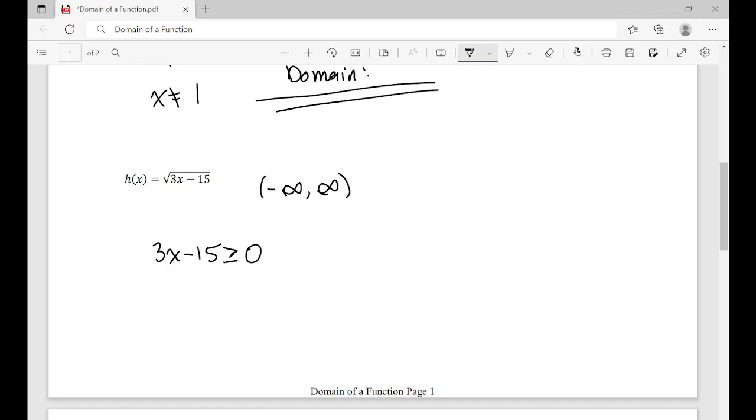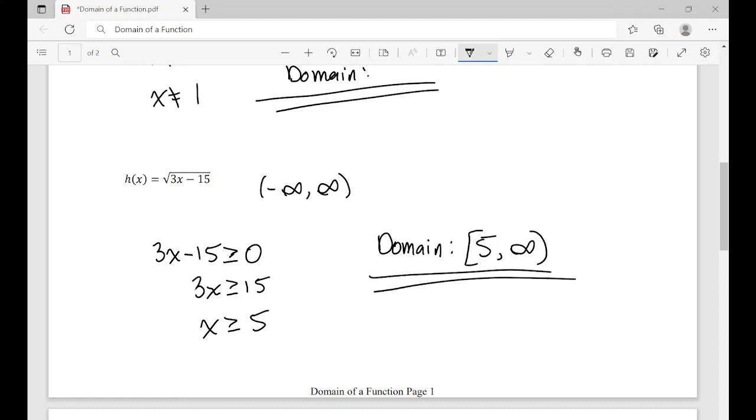So we're going to add 15 over. 3x is greater than or equal to 15. Divide by 3. x is going to be greater than or equal to 5. So this is the domain of this function. Instead of writing it in inequality notation, in interval notation it's going to be 5, and since this is pointing to the right, it's greater than. So it's going to go to the right forever to infinity. This gets a bracket because it is equal to, and infinity always gets a parentheses.